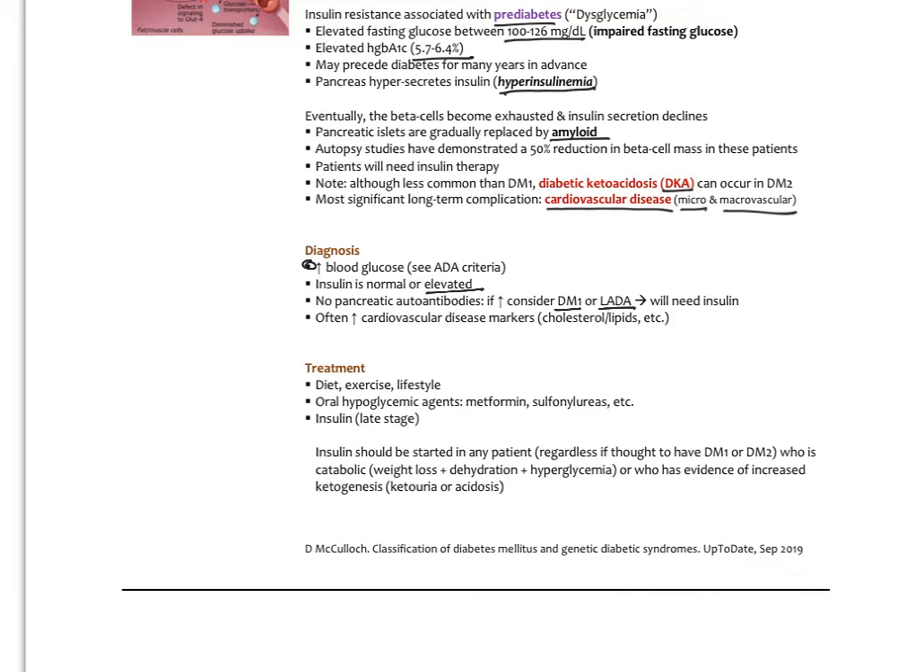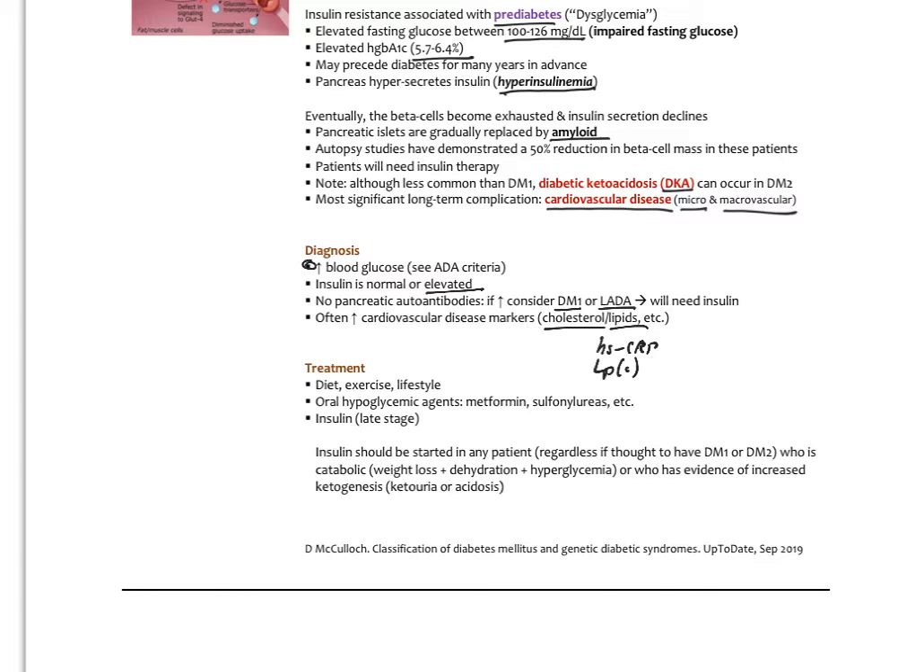Often we have increased cardiovascular disease risk factors, so we're going to see increased cholesterol and lipids, markers of systemic inflammation like increased high sensitivity CRP, and things like lipoprotein A, and so forth. All of these are markers, essentially biomarkers for increased cardiovascular risk.